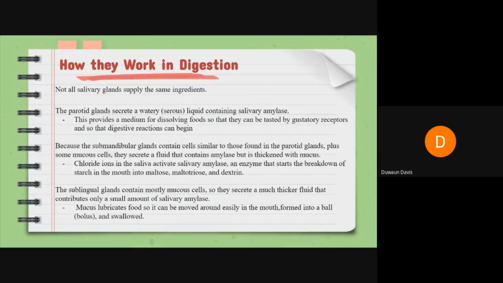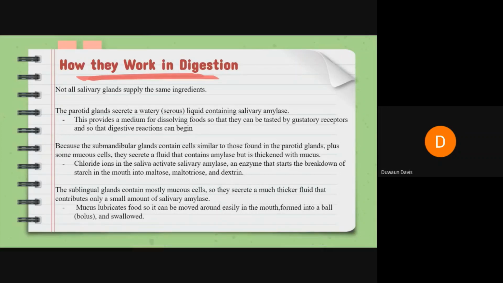This provides a medium for dissolving foods so that they can be tasted by gustatory receptors and so that digestive reactions can begin. Because the submandibular glands contain cells similar to those found in the parotid glands, plus some mucous cells, they secrete a fluid that contains amylase but is thickened with mucus. The chloride ions in the saliva activate salivary amylase, an enzyme that starts the breakdown of starch in the mouth into maltose, maltotriose, and dextrin.